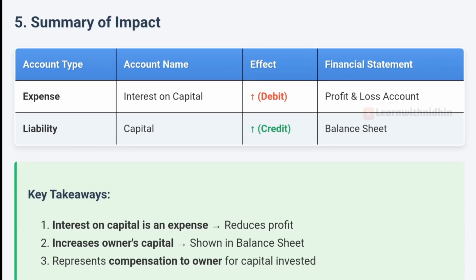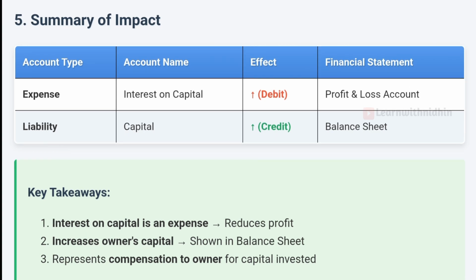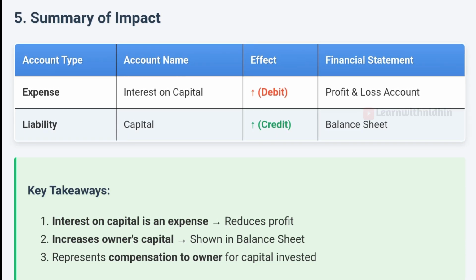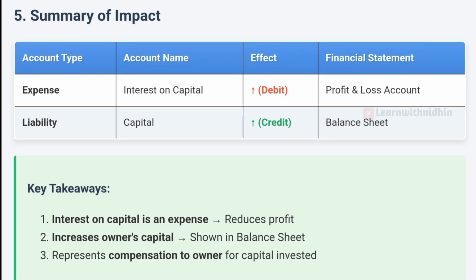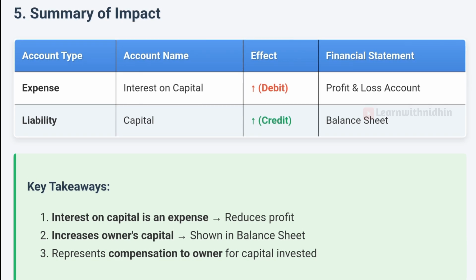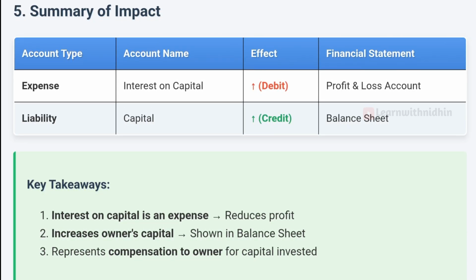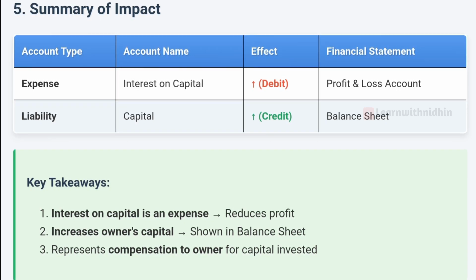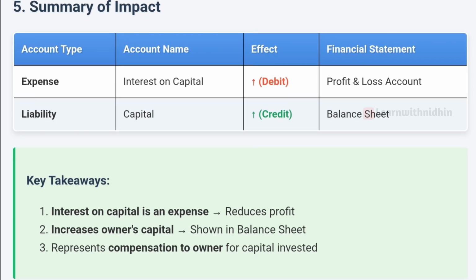5. Summary of impact. Here's a quick recap. Interest on capital is an expense, reduces profit, P&L account. Capital increases, boosts owner's equity, balance sheet. Key takeaways. 1. Interest on capital is an expense. It lowers profit. 2. It rewards the owner by increasing their capital. 3. It's like compensation for investing money in the business.